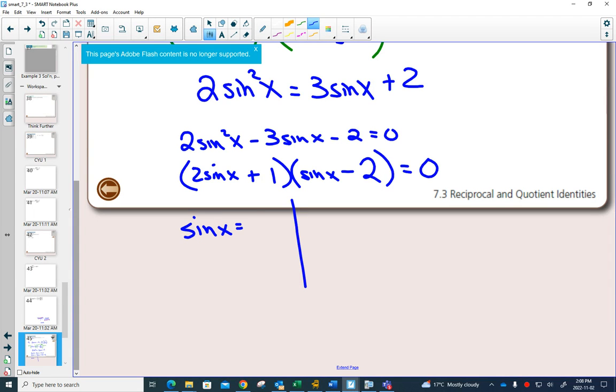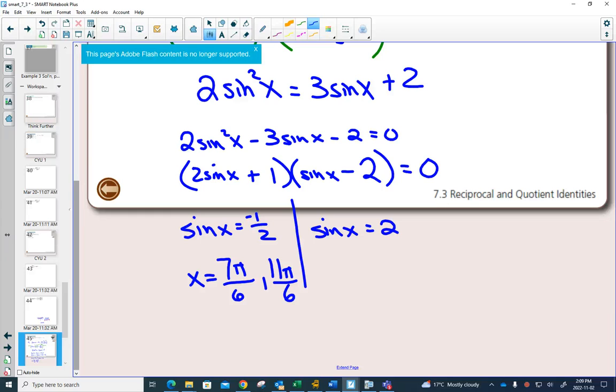Now it's equal to 0, so either sine x equals negative a half, or sine x equals 2. Half is on your pie plate. And you see that that's your pi over 6 family, but because it's negative, quadrants 3 and 4. 2 is not on your pie plate, but we can still do this without our calculator.